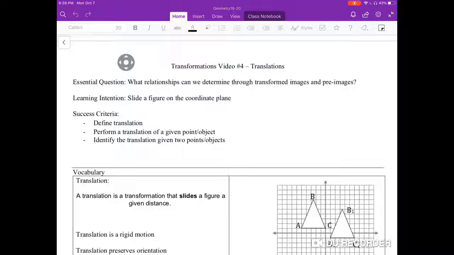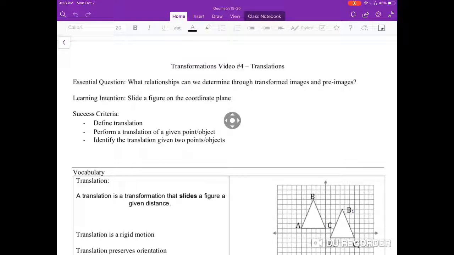Alright, so our second transformation that we're going to talk about is translations. Our learning intention here is we're going to slide a figure on the coordinate plane. That's kind of the plain word for translations. By the end of this lesson, you should be able to define what a translation is, perform a translation of a given point or object, and identify the translation given to points or objects.